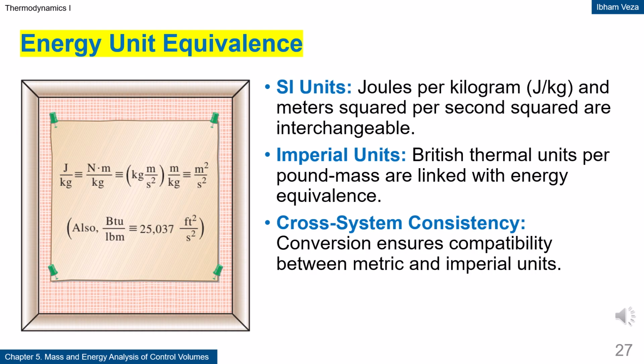Energy unit equivalence. Energy units can be expressed in different forms that are physically equivalent. In the SI system, joules per kilogram is equivalent to meters squared per second squared. In the imperial system, BTUs per lbm can also be converted to mechanical units. This equivalence is important to maintain unit consistency in calculations. Unit mistakes can lead to very large errors in results.